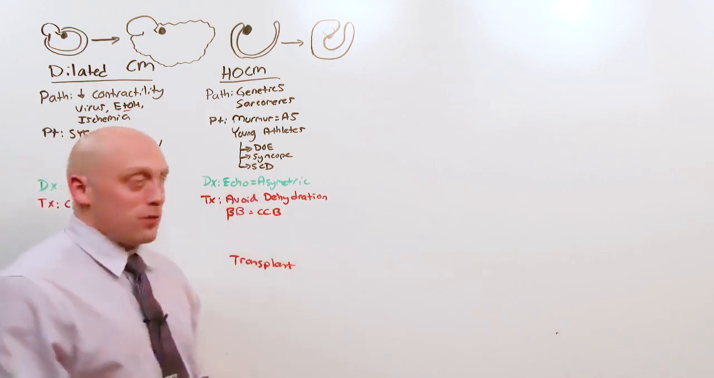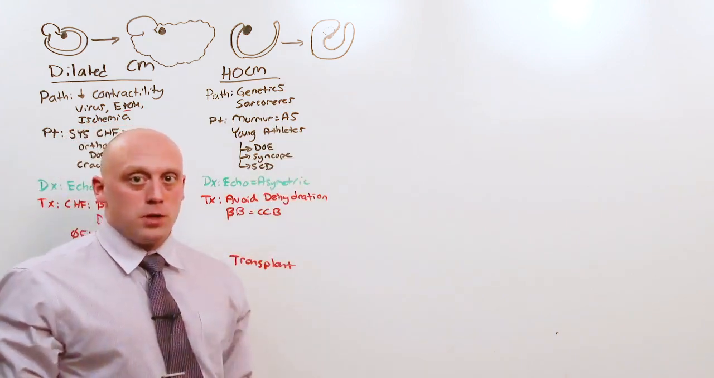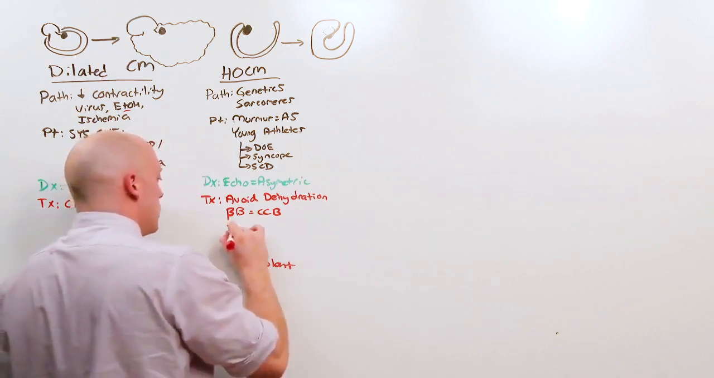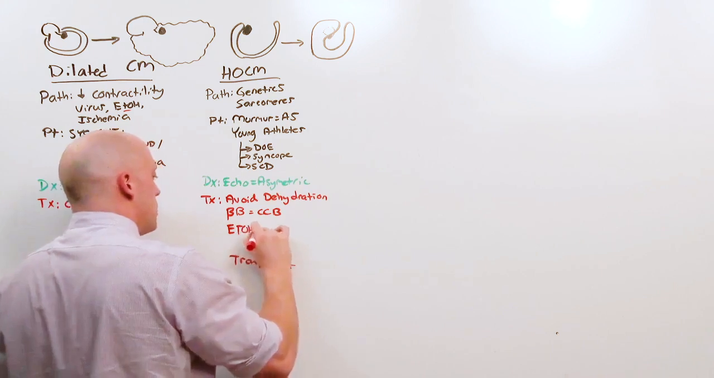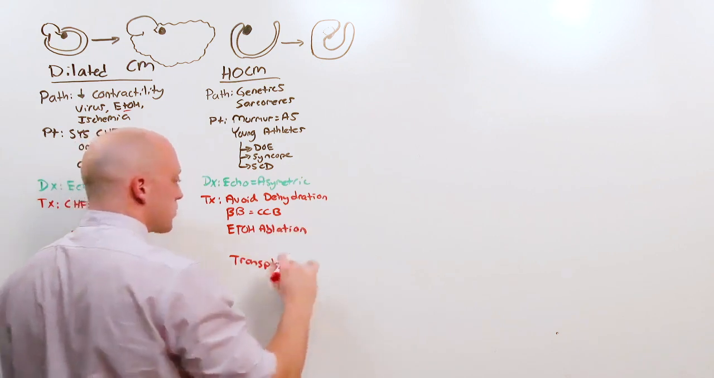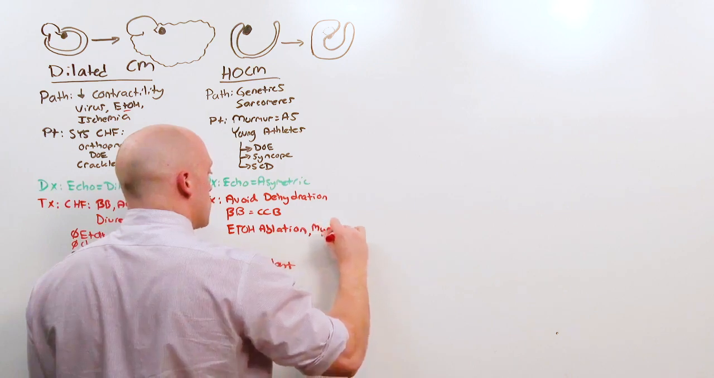But there's a thing there, right? So if you just remove the thing, then there's no more outlet obstruction. So to remove the thing, you can either do an alcohol ablation. This is useful in patients who are poor surgical candidates. Or you can do a myectomy. Simply remove the muscle that's in the way.